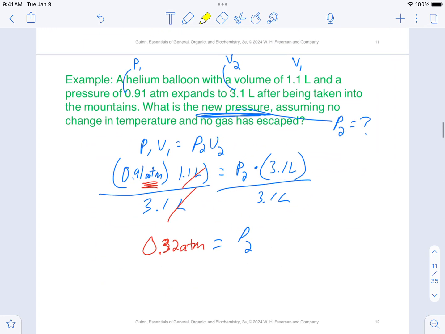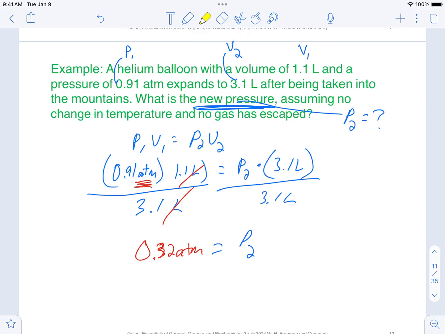If we go back to the other one, look what happened to the volume. The volume went up, so the pressure should go down, and it went from 0.91 to 0.32. So that's a nice check that we have.